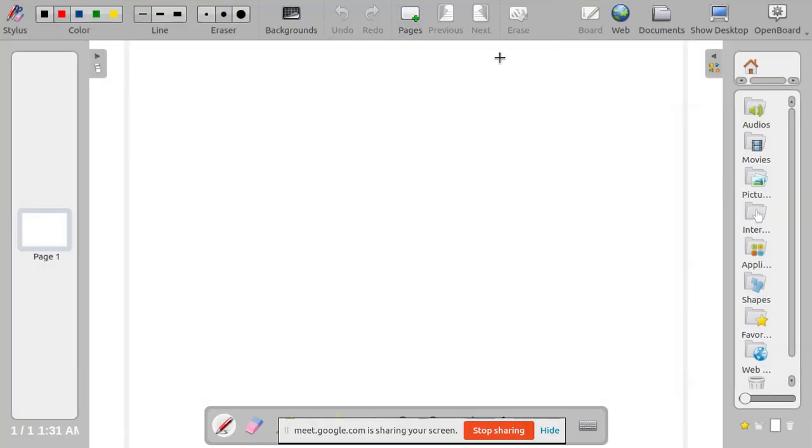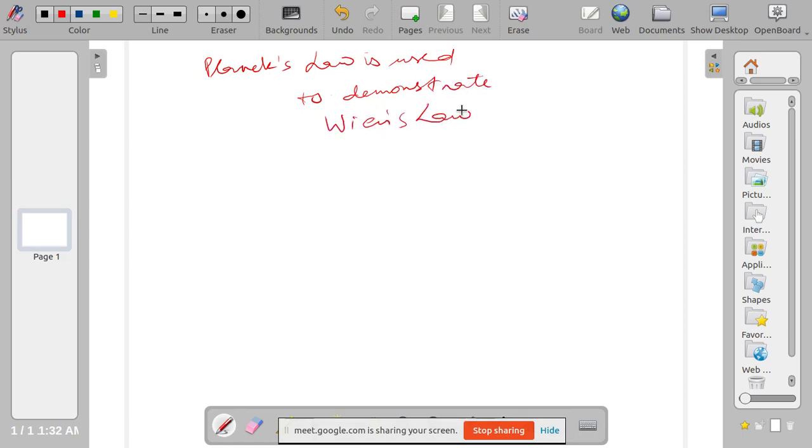So today what I am going to do, I will discuss how Planck's law is used to demonstrate Wien's law and Rayleigh-Jeans law, right?